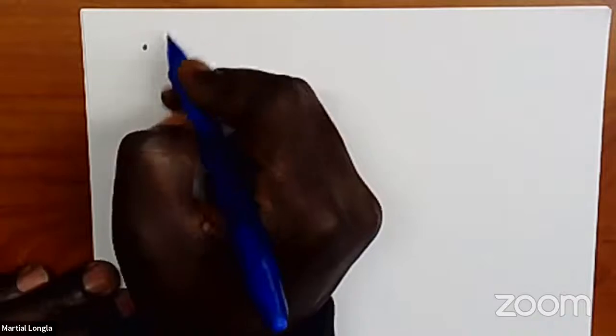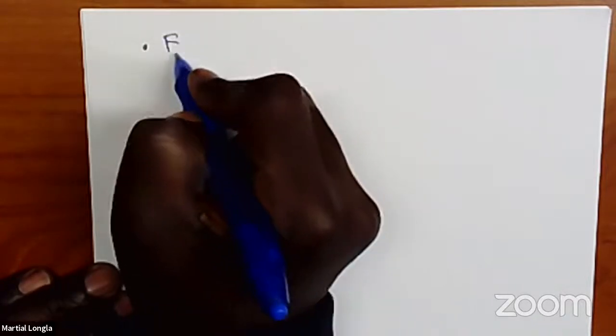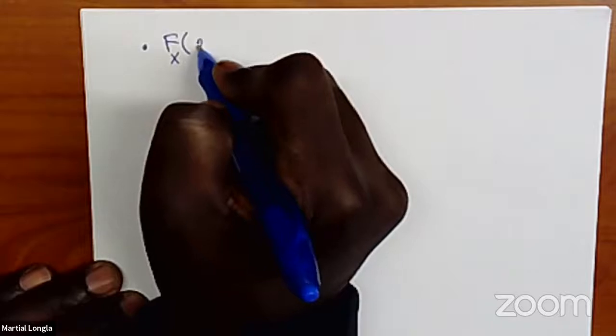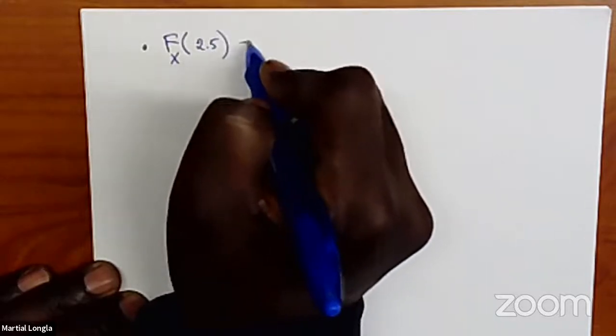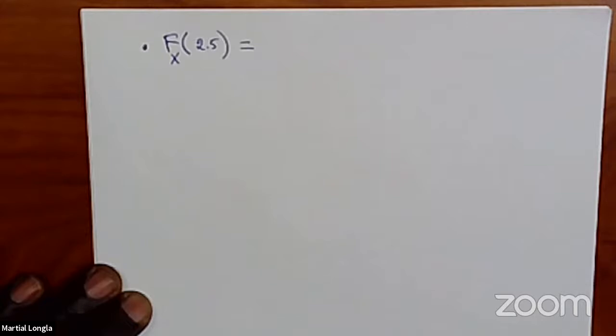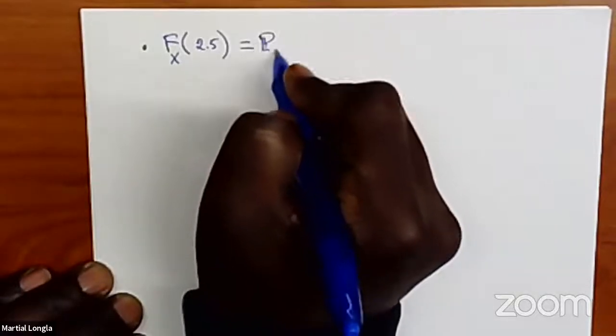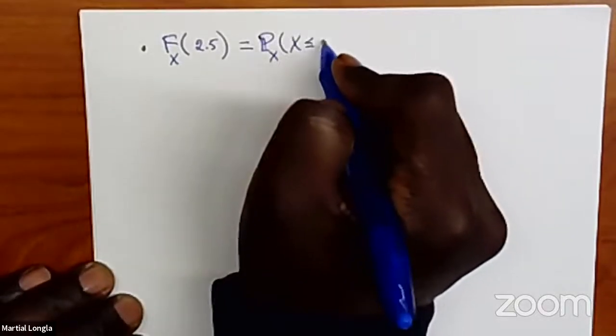If we continue on that same example, we will find that if I want F_X of 2.5, what is it equal to? It's 0, 1, and 2. Why? Because this is the probability that X is less than or equal to 2.5.